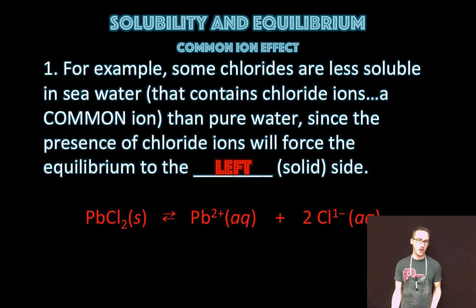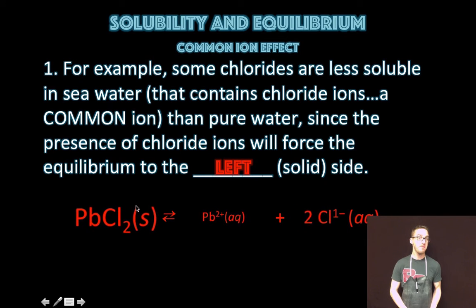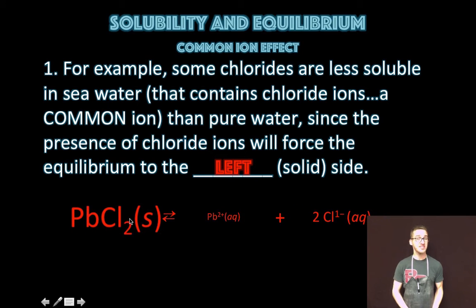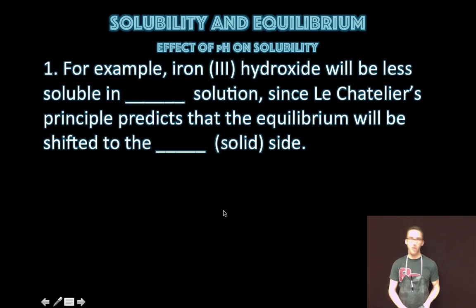In seawater, there's going to be a bunch of extra chloride ion. It's like adding product. And what does Le Chatelier say? Adding product, we're going to shift away, making that salt less soluble. Common ion effect. Similarly, a salt containing ions that can act as an acid or a base can have its solubility affected by the pH. For example, let's take a look at iron(III) hydroxide, a base.